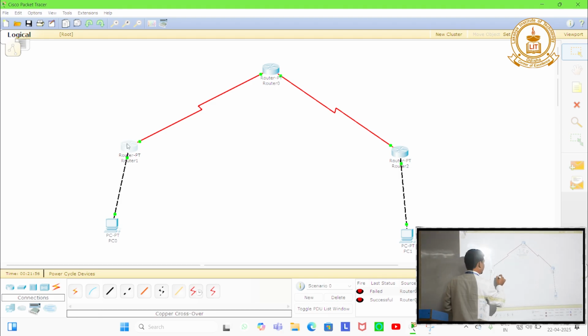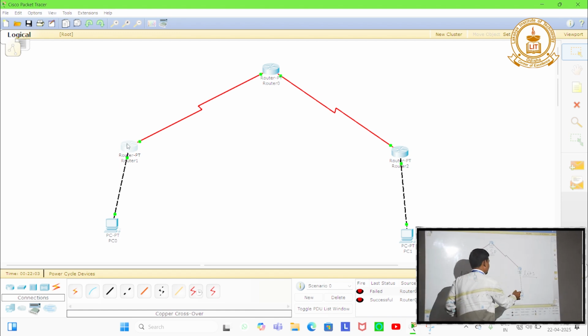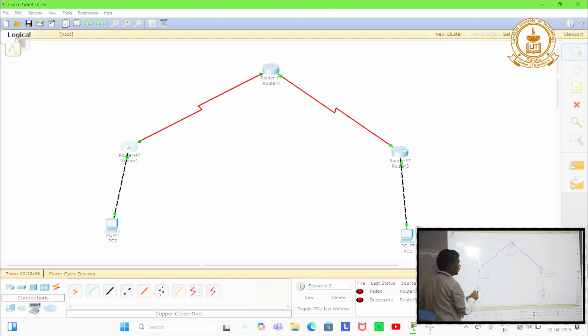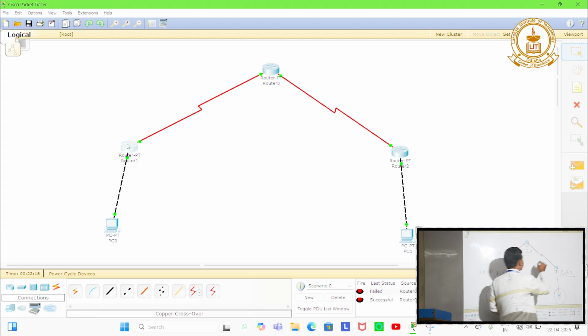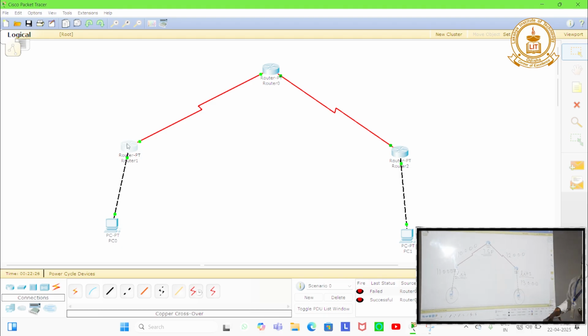The ISP is connected to LIT in one location, and this is LIT1 in another location. Our aim is that this is PC1 and this is PC0, and PC0 should be connected to PC1. This is the 10.0.0.0 network, this is the 11.0.0.0 network, this is the 12.0.0.0 network, and this is the 13.0.0.0 network. So in this figure, how many networks are present?